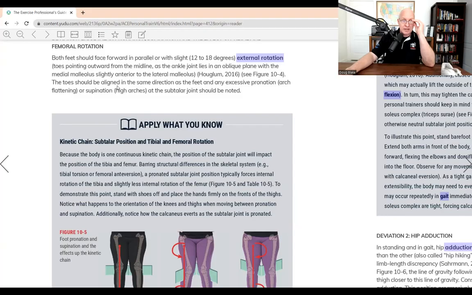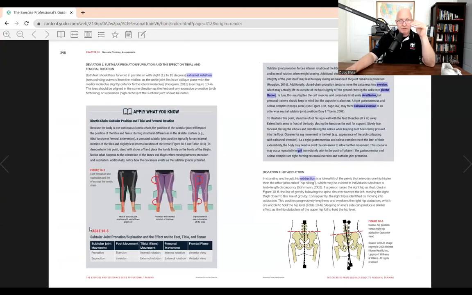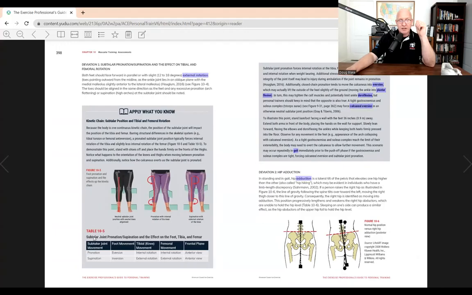And I know what you're saying. What the heck does that mean? Well, that's why you're looking at the apply what you know box right here. Okay, and you can read through this. Ultimately, like I said, what I want you to do is to go down here to table 10.5. And this is where, from a memorization perspective, from a testing perspective, this is what you need to know, folks.